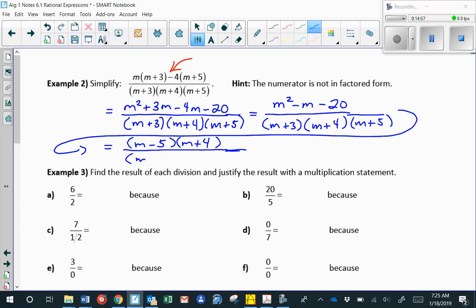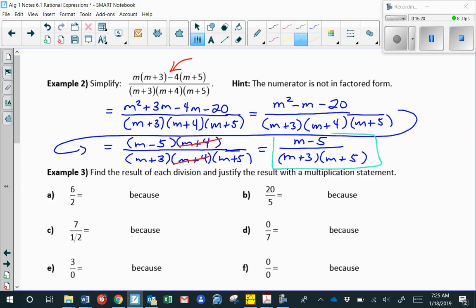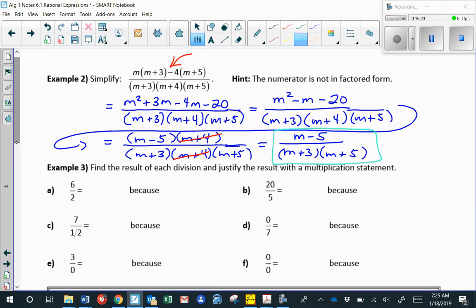Now we can look at what may cancel between the numerator and the denominator. And the factors of m plus 4 cancel. That leaves us with m minus 5 over m plus 3 times m plus 5. And that is our final simplified form for that fraction.